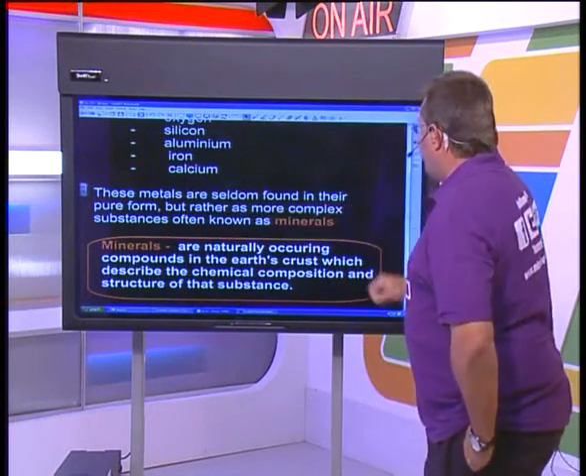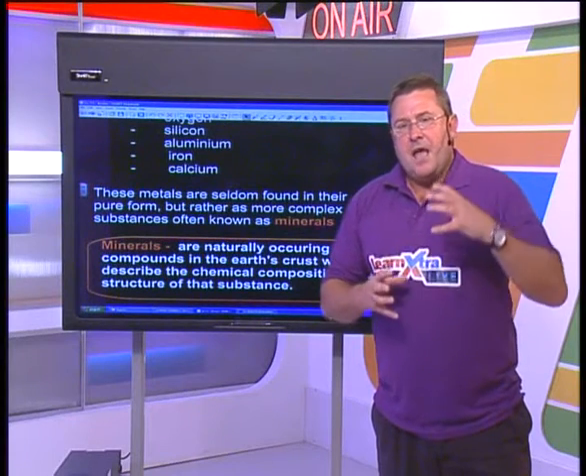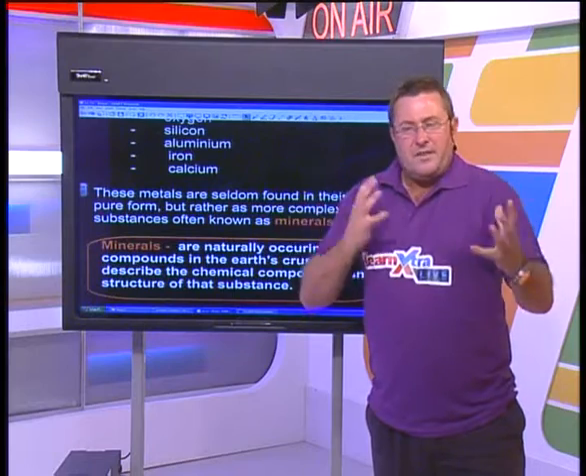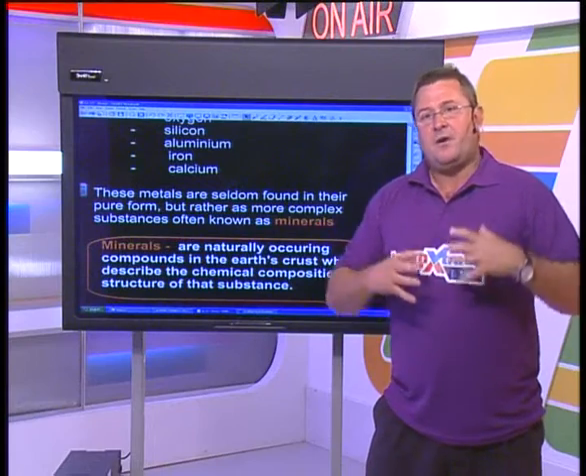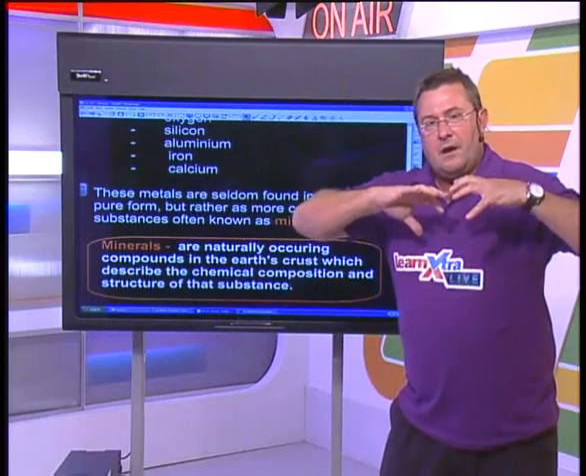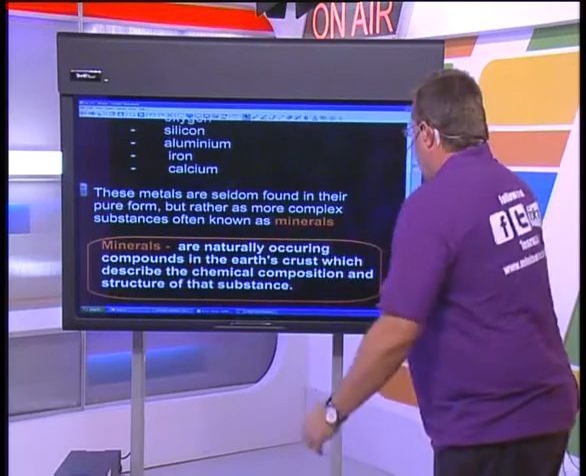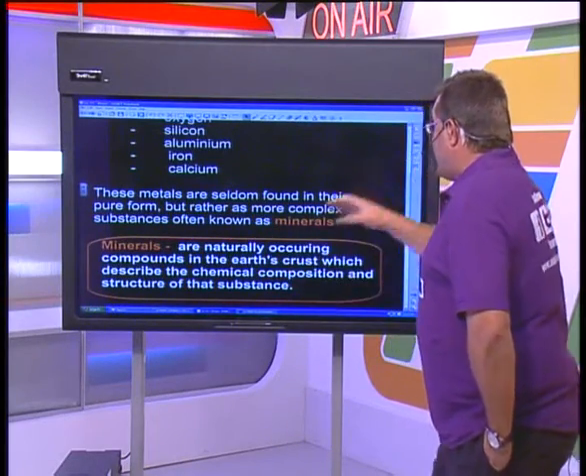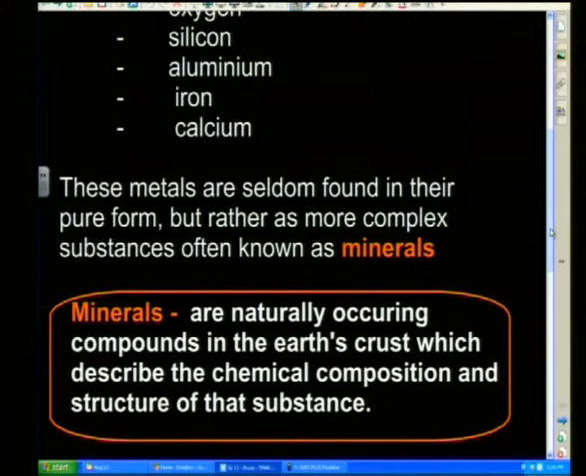But we often find them in a substance we call a mineral, okay? And it's quite important to understand what we mean by a mineral. Now, there are quite a few definitions of minerals that you'll probably see in textbooks, and there's a lot of discussion as to what is the correct definition of a mineral. I personally don't agree with the exact definition in some of the textbooks, so I've amalgamated a whole lot of facts from the textbooks, and I've produced a little understanding of what I think of as a mineral. Minerals are naturally occurring compounds that are found in the Earth's crust, which describe the chemical composition and structure of that substance.